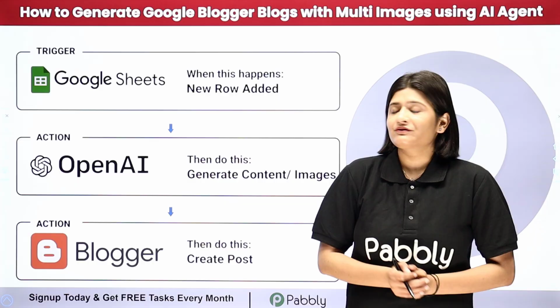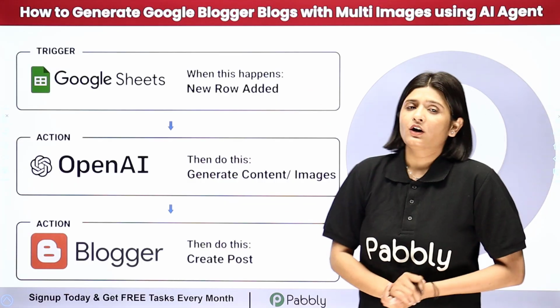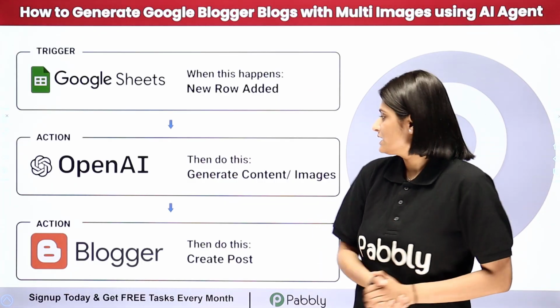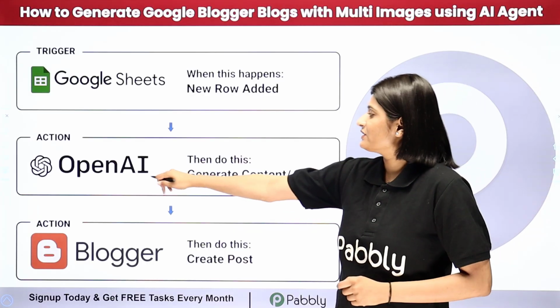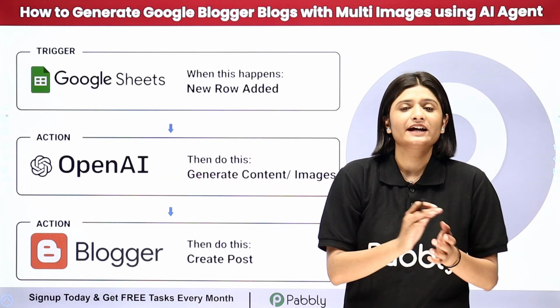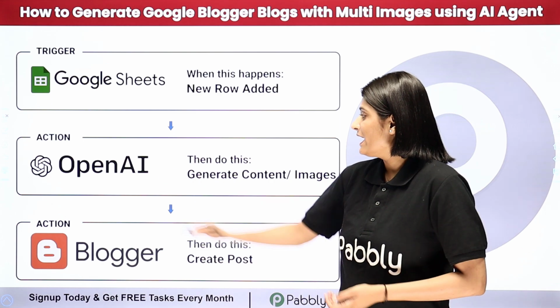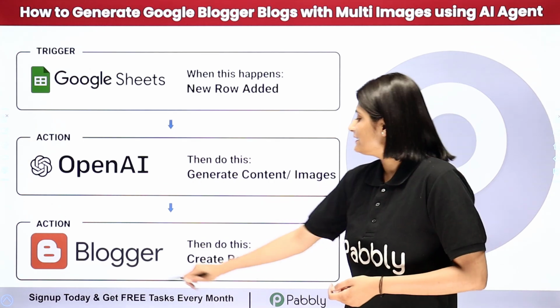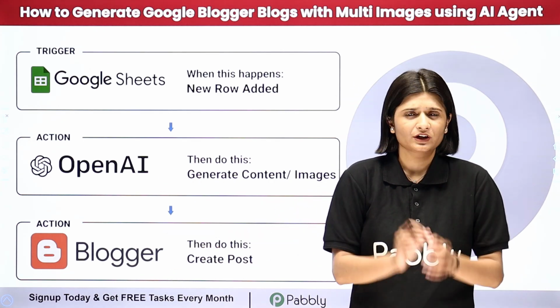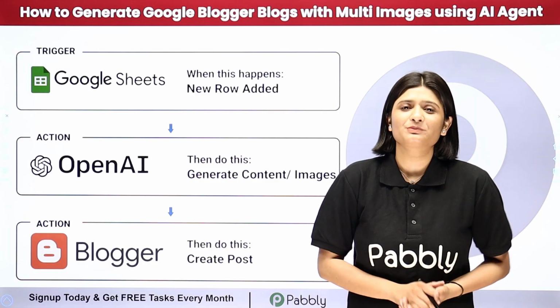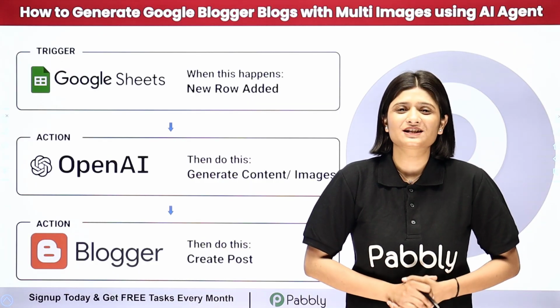Now I want that whenever I add a new title or keywords in my Google Sheets spreadsheet, a post should be automatically generated with the help of AI agent. Here I am going to use OpenAI, and then this post should be automatically created in my Google Blogger. Doing this manually is a very time consuming task, so I am going to completely automate this process.